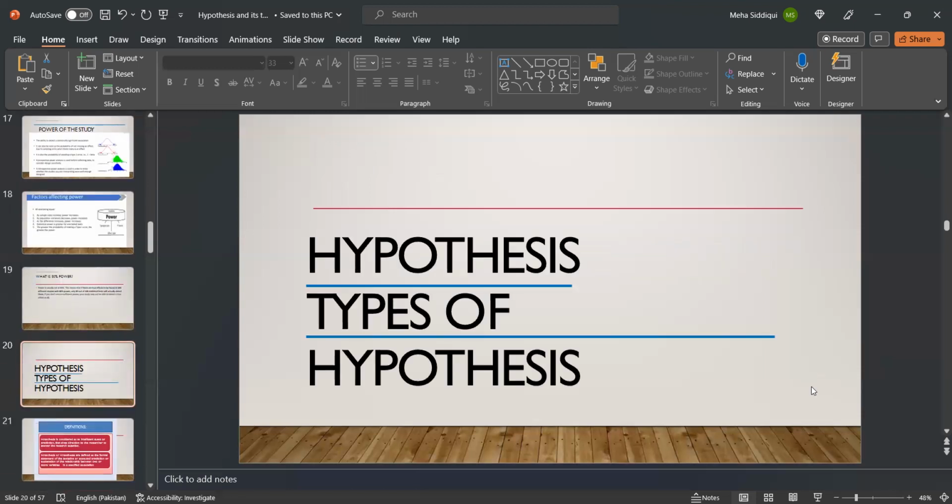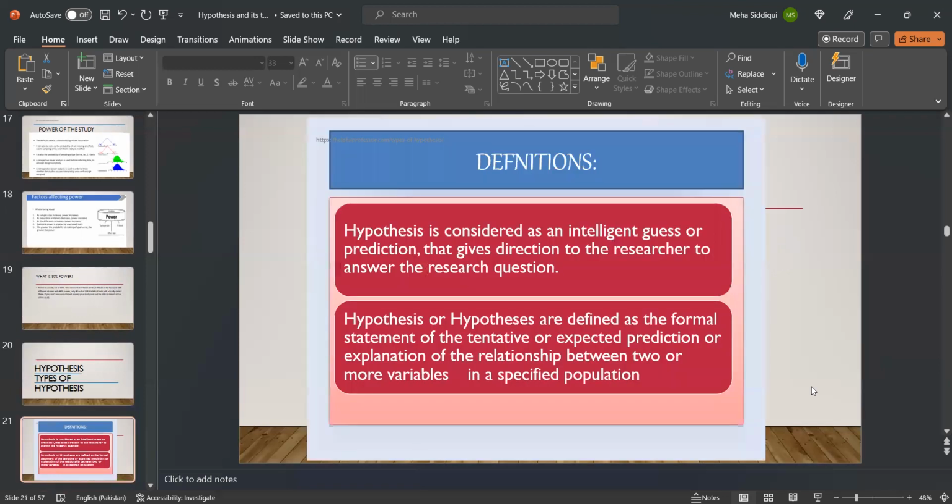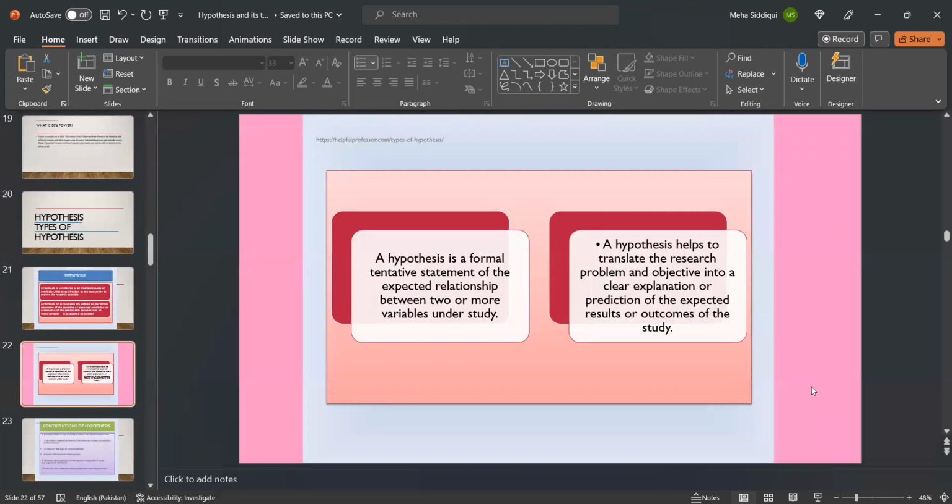Now, coming to hypothesis, types of hypothesis. What is a hypothesis? It is considered an intelligent guess or prediction that gives direction to the researcher to answer the research question. Or it is defined as the formal statement of the tentative expected prediction or explanation of the relationship between two or more variables in a specified population. A hypothesis is a formal tentative statement of the expected relationship between two or more variables under study. It helps to translate the research problem and objective into a clear explanation and prediction of the expected results or outcomes of the study.